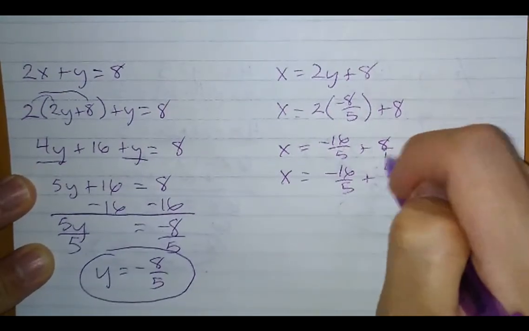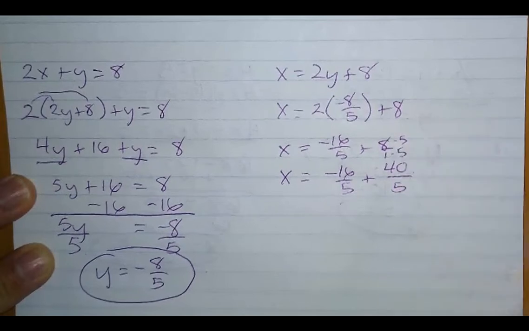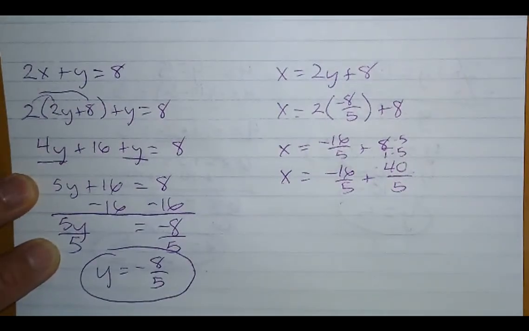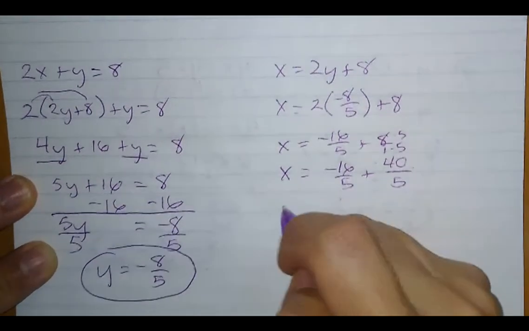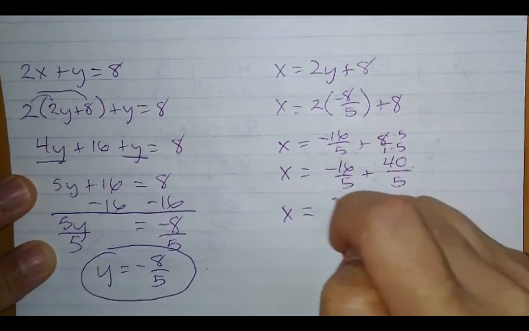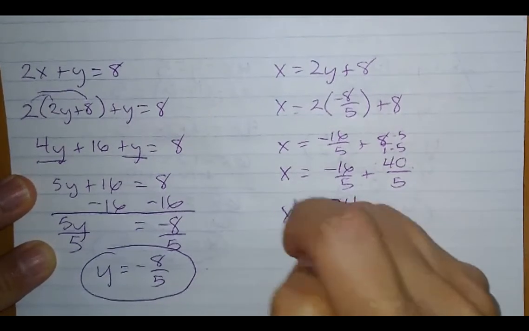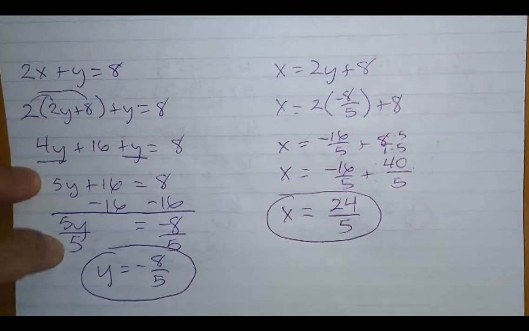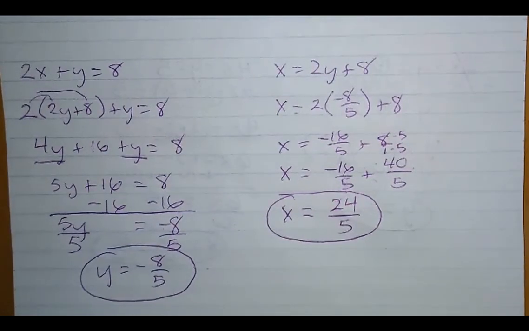Yeah, this is like 8 over 1. I can multiply top and bottom by 5. We need a common denominator. Okay, so x equals, oh, what is that? 30, 24? 24/5. Okay, let's try. You got one more to go.